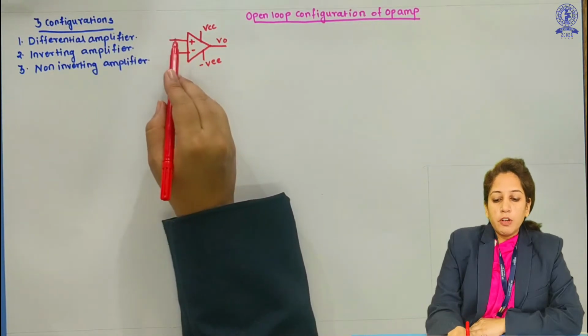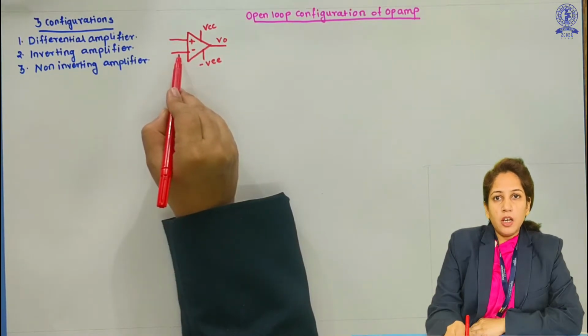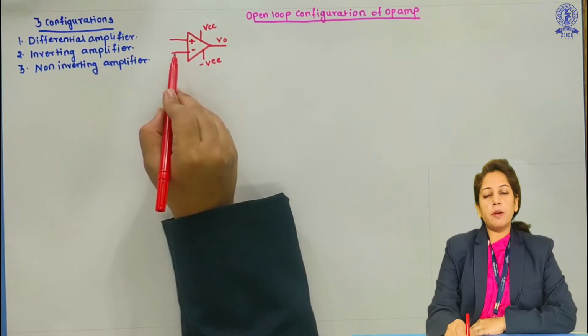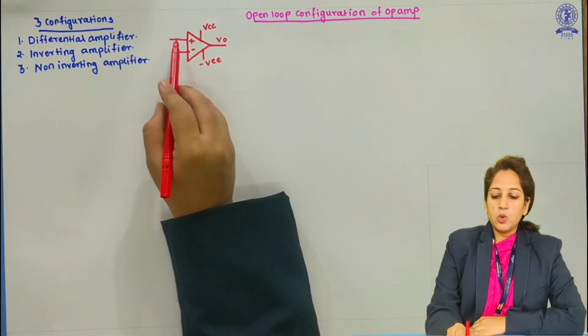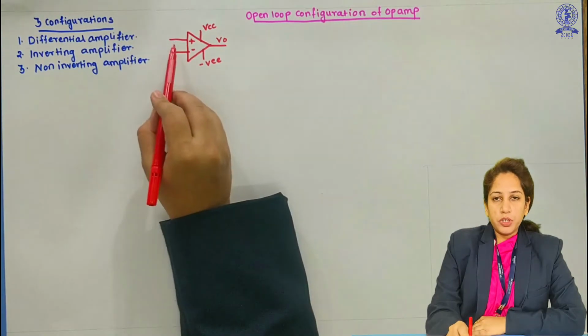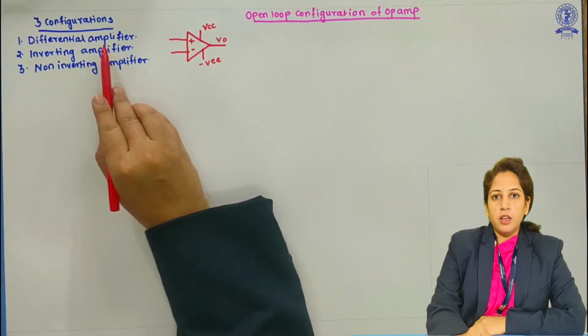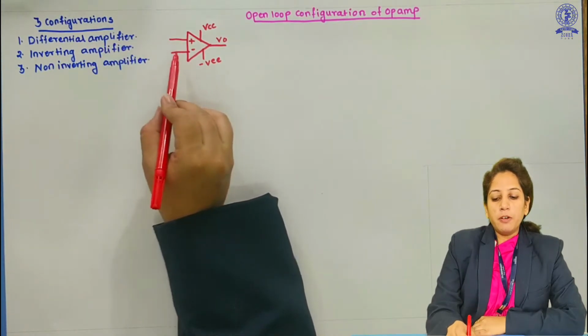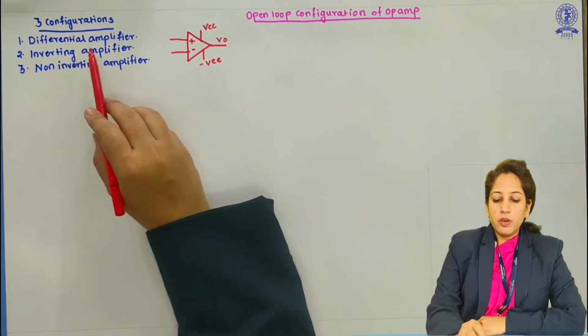This means that we will apply a voltage to either of the two terminals. If I apply a voltage to both terminals, it may be AC or DC, as an operational amplifier works on both AC and DC. Here I apply voltage to both terminals, and then it is called a differential amplifier. That means it will amplify the difference between two voltages. Then next is the inverting amplifier.